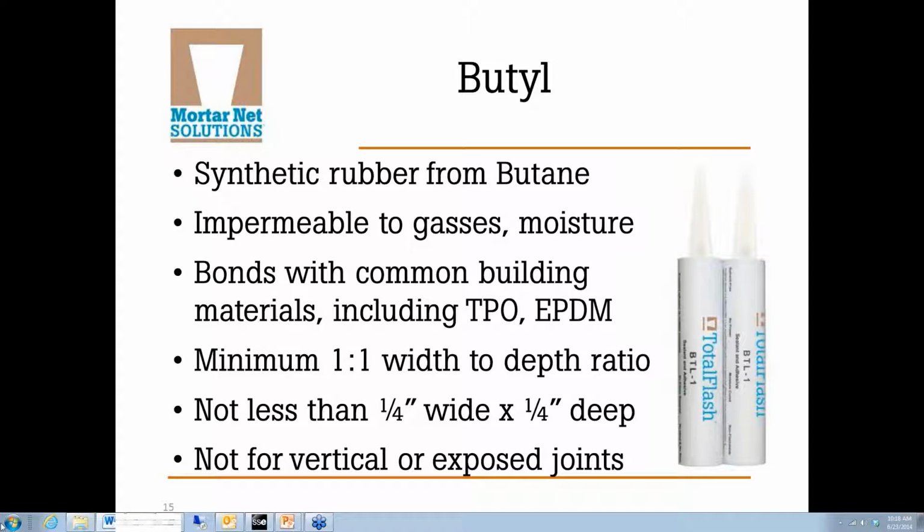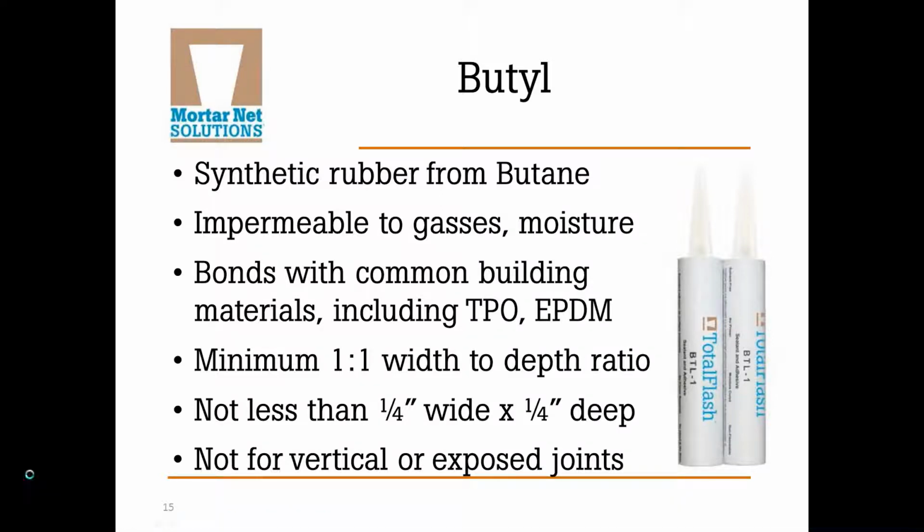When using butyl to fill joints, it can be used in a 1-to-1 width to depth ratio, with the joint being at least 1/4 inch wide by 1/4 inch deep. But because it never fully sets, unlike MPE1, butyl, including BTL1, should never be used in vertical or exposed joints because it will sag out of the joints. It must only be used in concealed applications.